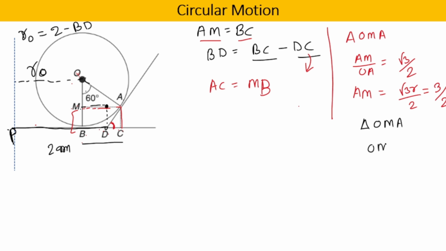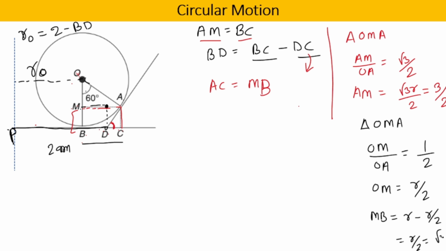So आप यहाँ पे ध्यान से कर लो, OM by OA will be equal to cos 60, that is half. OM क्या हो जाएगा तुम्हारा? R by 2, that is radius by 2, and we are interested in calculating MB. तो MB हमारा क्या होगा? MB होगा radius minus OM, that is r by 2. So this is r by 2, यानी कि root 3 by 2.